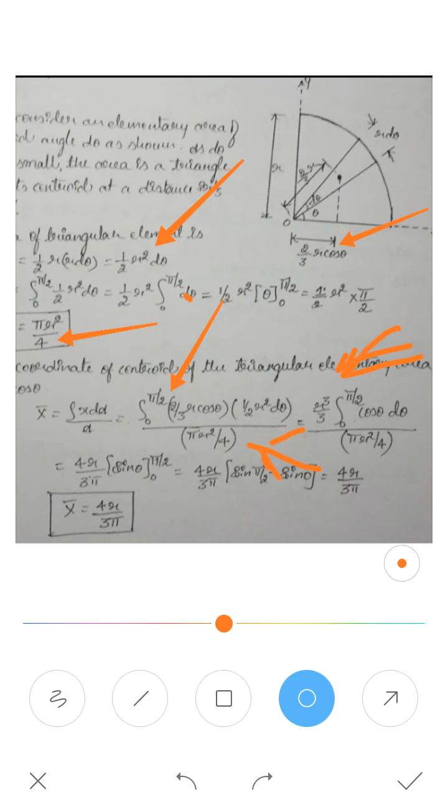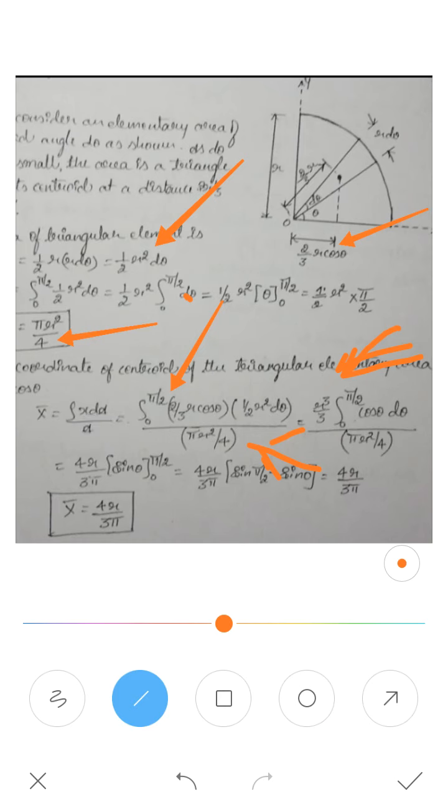Next, integrate cos theta. If you integrate, you will get sin theta, with limiting values 0 to pi by 2. Taking r cube divided by 3 over pi r square divided by 4, if you simplify that, you will get 4r divided by 3 pi. The 4 goes to the numerator, so 4 r cube by 3 pi r square. r cube and r square cancel, so you get only r, that's why you get 4r by 3 pi.